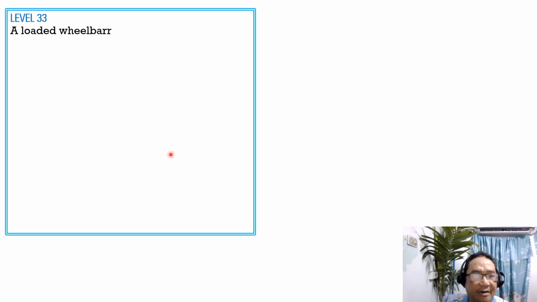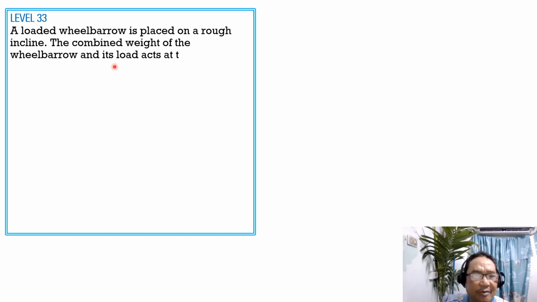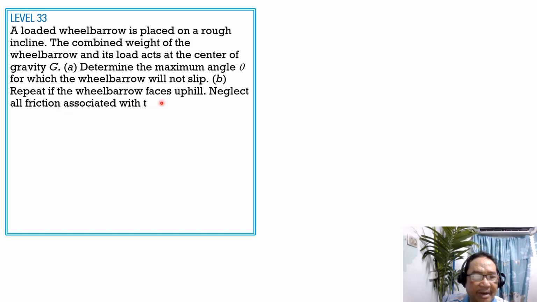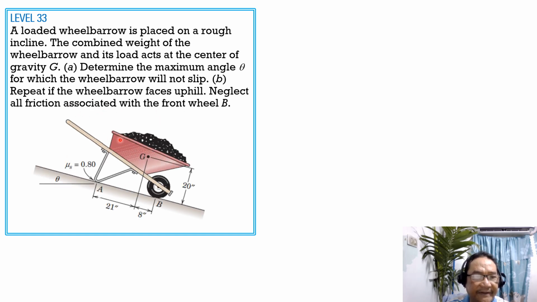Level 33, a loaded wheelbarrow is placed on a rough incline. The combined weight of the wheelbarrow and its load acts at the center of gravity G. Part A, determine the maximum angle theta for which the wheelbarrow will not slip. And B, repeat if the wheelbarrow faces uphill. Neglect all friction associated with the front wheel B.